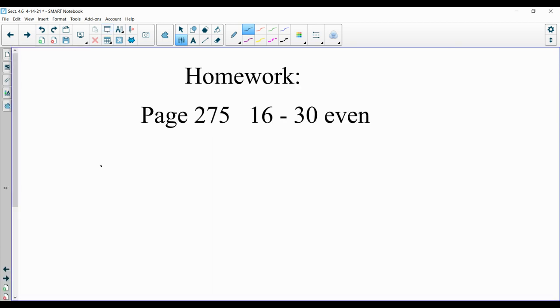Some of you need to make sure you keep up on this homework. You need these grades. Page 275, 16 through 30. Even.